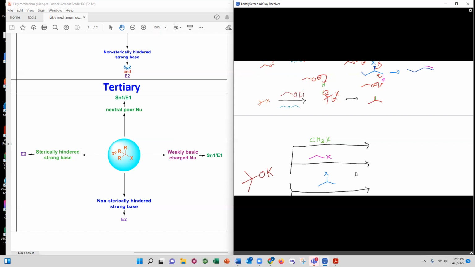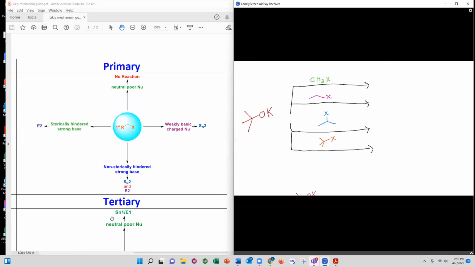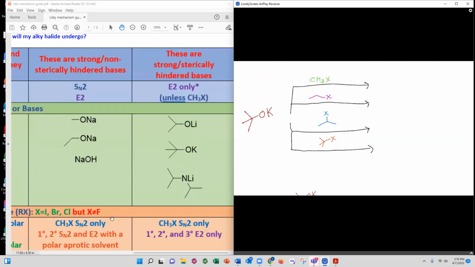Alrighty. The last thing we're going to look at is the last type of base or nucleophile you can expect to see. So these are my strong sterically hindered bases. These are E2 only, unless I have a methyl substrate. Again, methyl substrates cannot undergo elimination. And here are some examples of these.